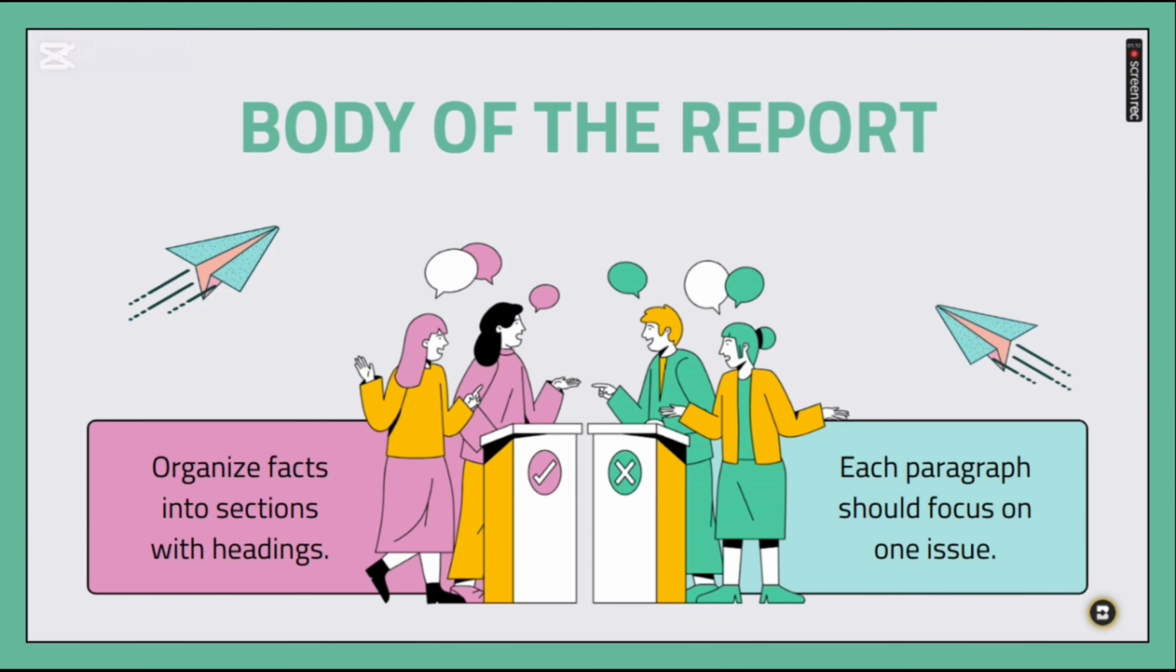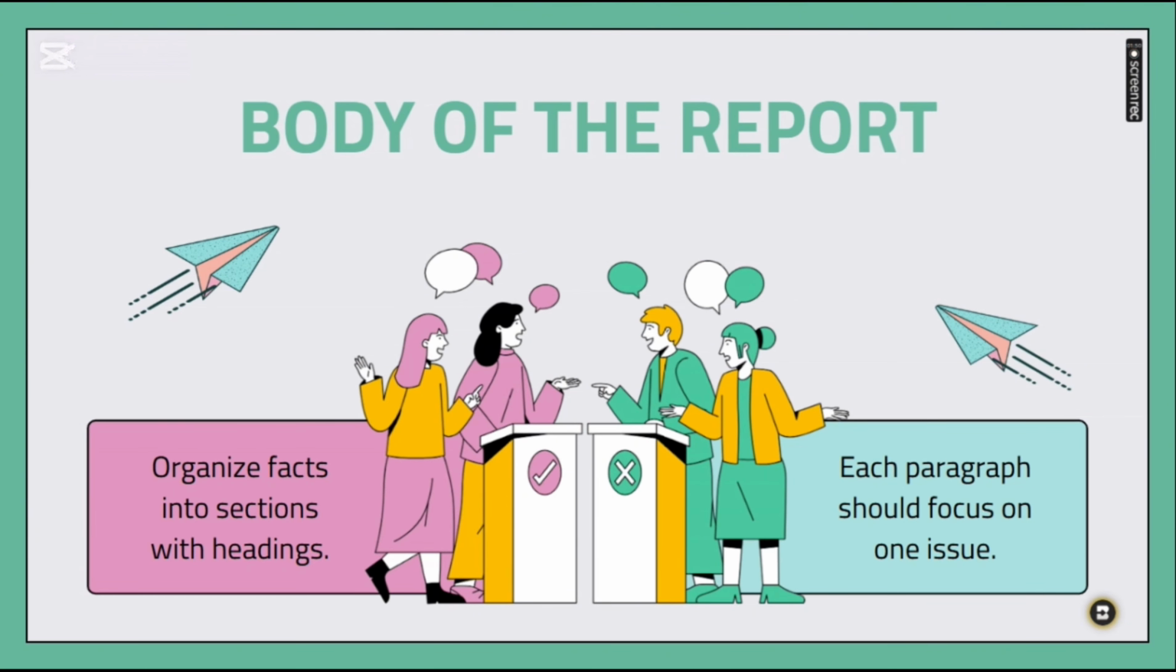Coming to the body of the report, which is the most important part. It is divided into sections. For example, if we are given 3 to 4 points, first about the hygiene issue, second about the food options, and third about high prices, each of our paragraphs is going to be dedicated to each of these points. First of all, we'll have to discuss the hygiene issues. You have to organize the facts into sections with headings, and each paragraph should focus on one issue. You cannot merge or mix one issue with another. You have to make it separate.